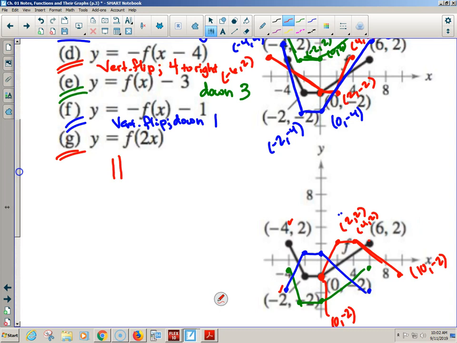I already wrote down yesterday, horizontal dilation. Why am I saying it's horizontal? On the inside. Why am I saying dilation? Because there's a number being multiplied, not added, not subtracted, not with a negative. True? And why did I put by 1? Because 2 is always weird, and it's not a 2, it's a reciprocal, 1 over 2.